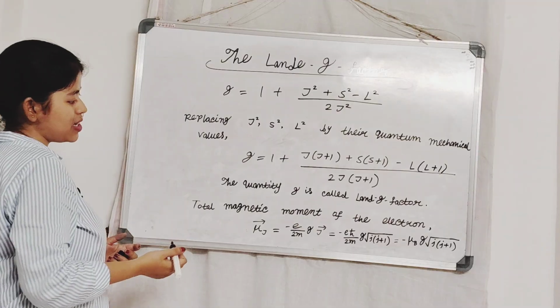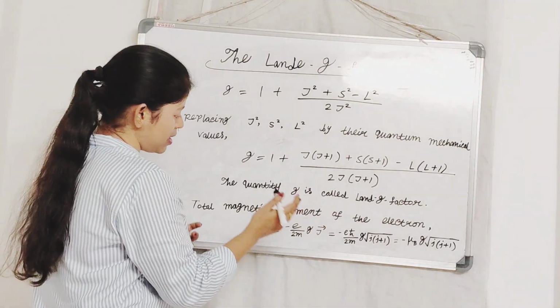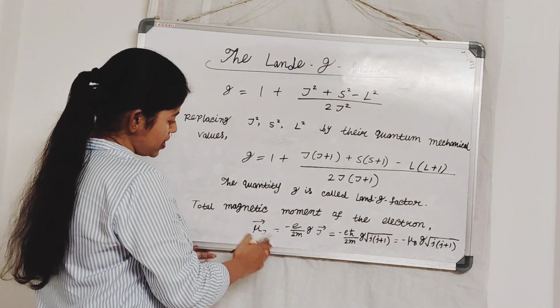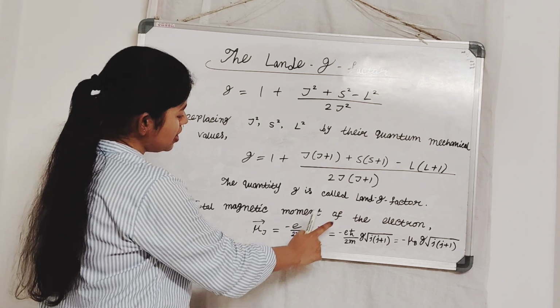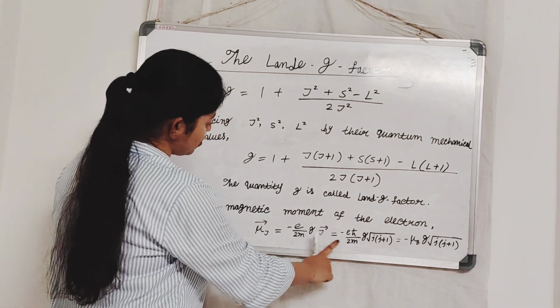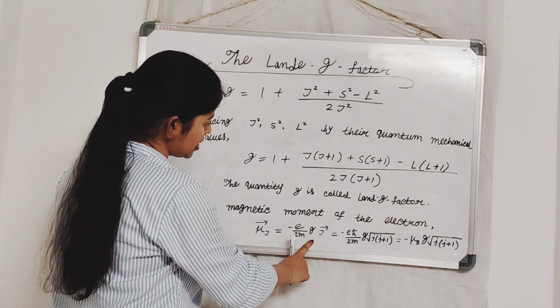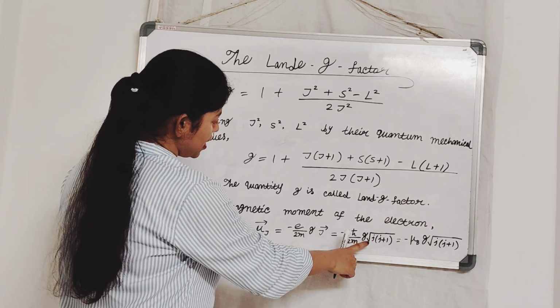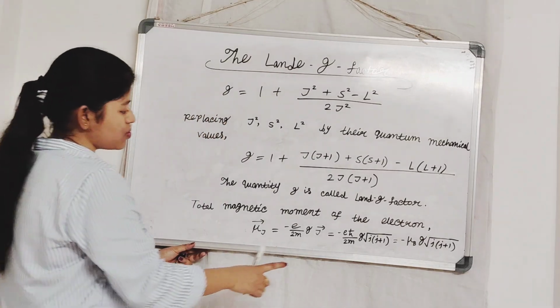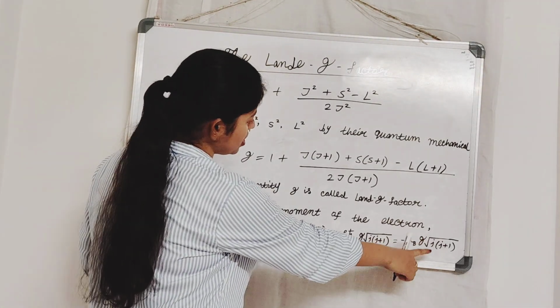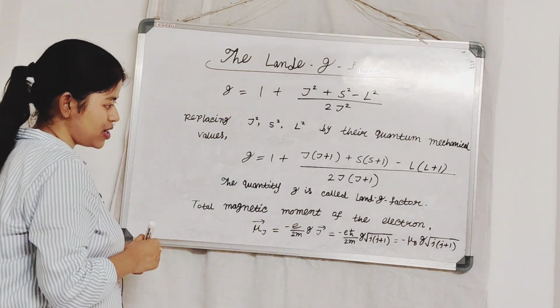Now the total magnetic moment of the electron can be written in this way, that mu J equals minus e by 2m g into J vector, which is equal to minus e by 2m. Now we will put the value of g and root over J into J plus 1, which is equal to minus mu B g root over J into J plus 1.